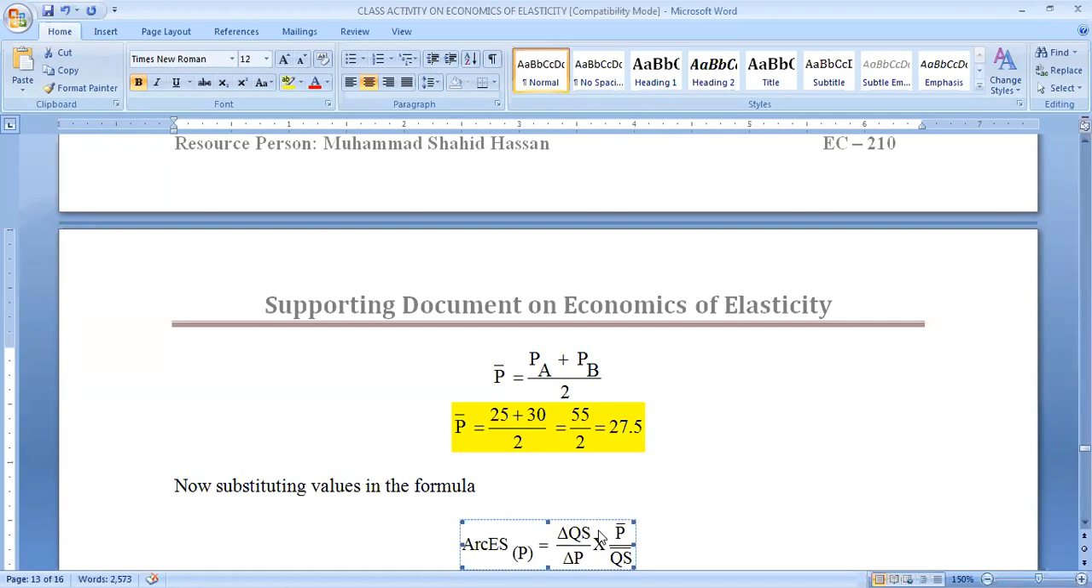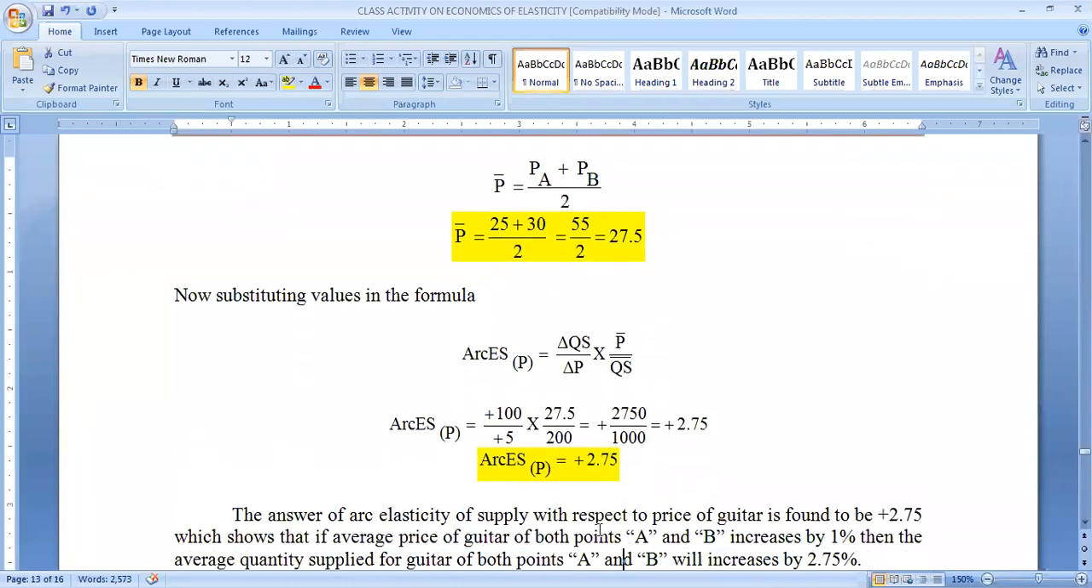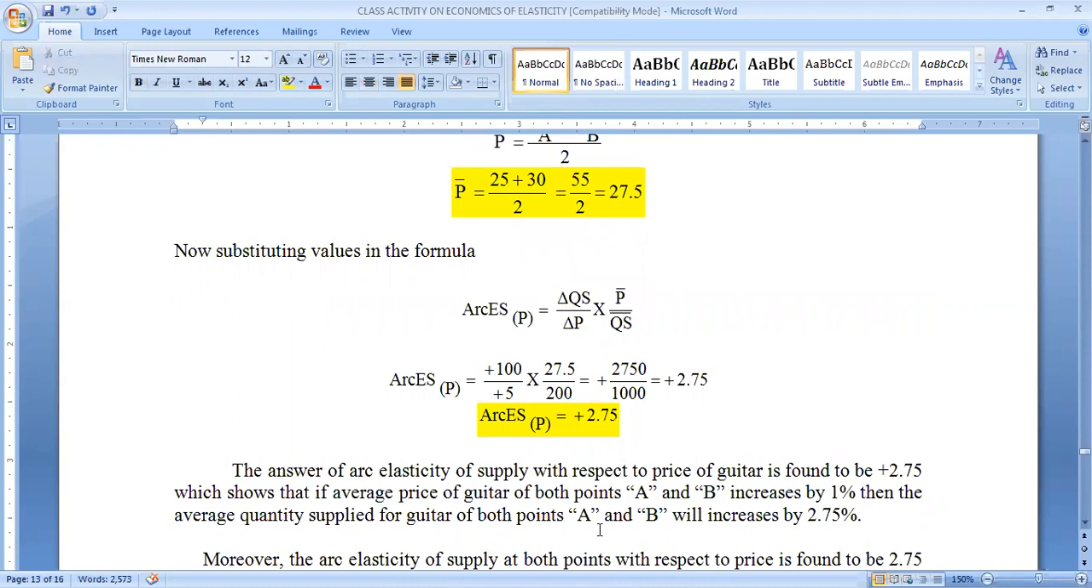PA plus PB divided by 2. PA is 25, PB is 30. The sum is 55, and when it is divided by 2, the answer will be 27.5. Okay, let's substitute all the four components into the formula. The formula is delta QS over delta P multiplied by P bar over QS bar. Delta QS is 100, delta P is 5, P bar is 27.5, and QS bar is 200.